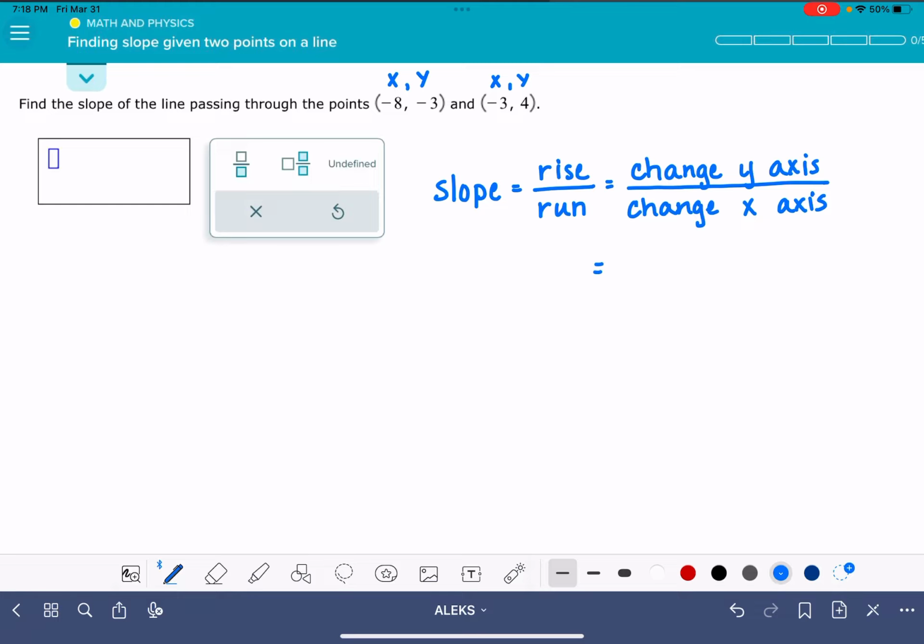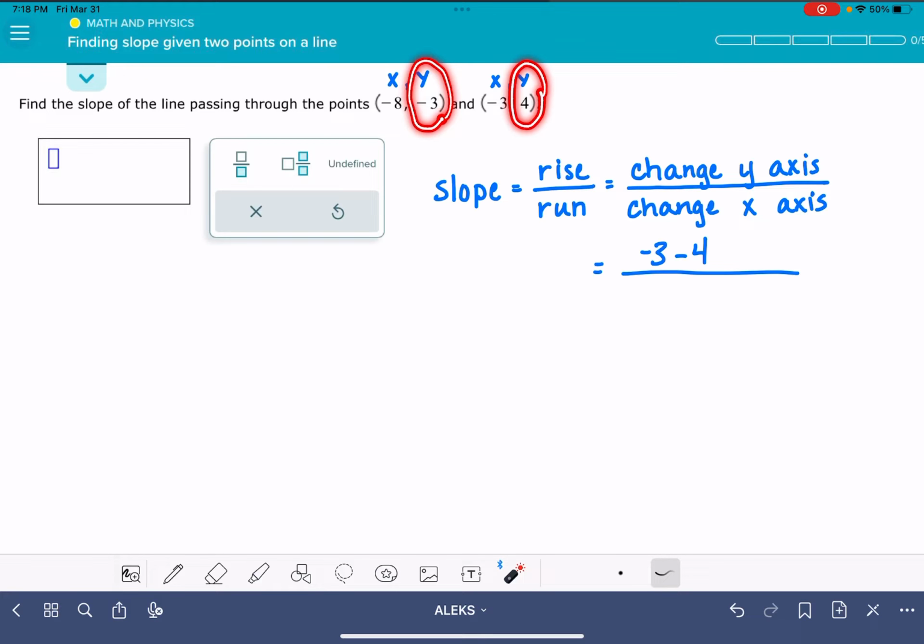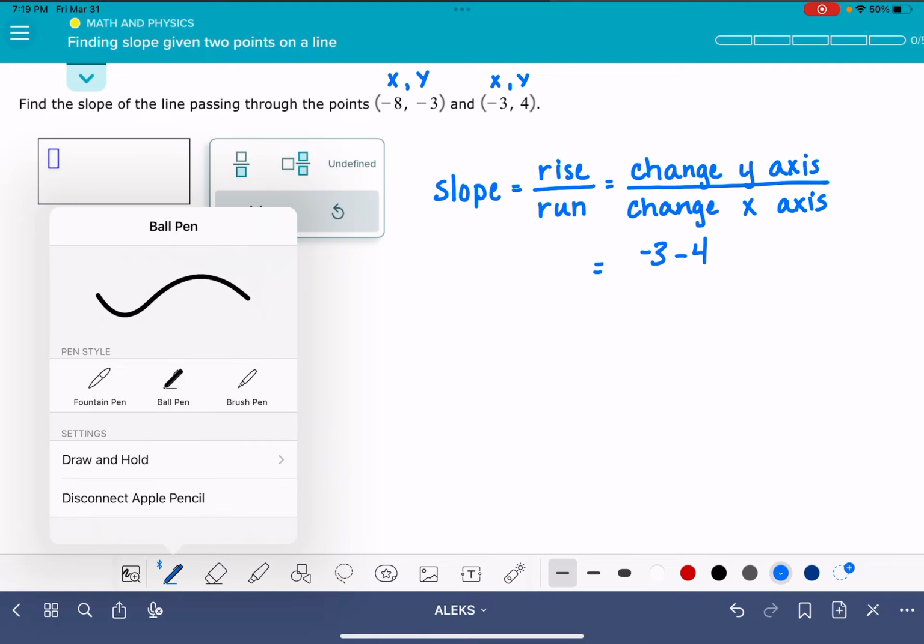We're going to pick either one of those y numbers, like let's just pick this one first, that's a -3, and from that we're going to subtract the other y value. We're going to take the first y value, and from it we're going to subtract the second y value. The first y value is -3, and from that we're subtracting a 4.